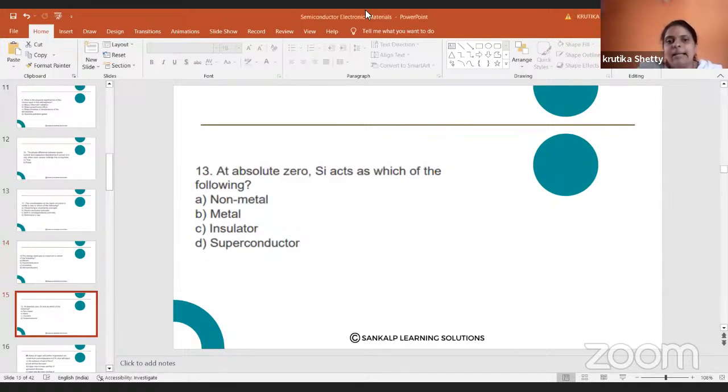At absolute zero, silicon acts as which of the following? At absolute zero, silicon acts as which of the following? Non-metal, metal, insulator, superconductor.